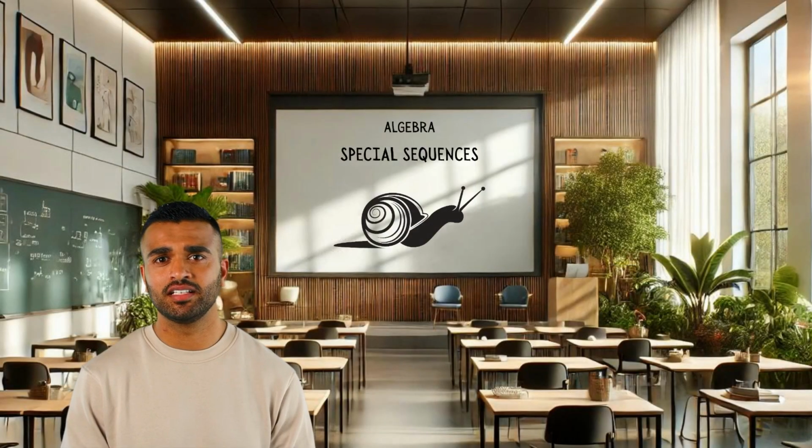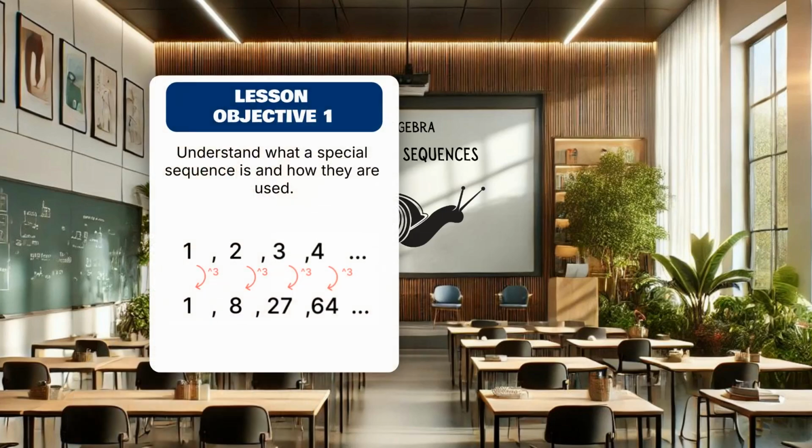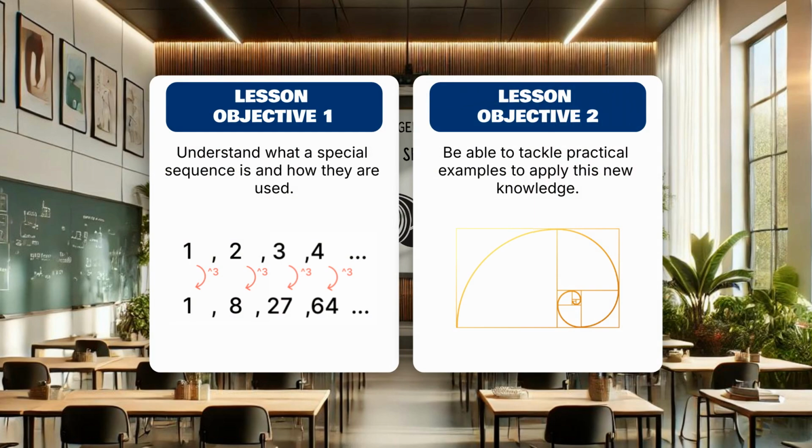In today's lesson, we explored various special sequences. We focused on their unique patterns and real-life applications. We began by discussing cube numbers, where each term is the cube of its position number, such as 1, 8, 27, and 64. Next, we examined triangular numbers, which visually represent dots forming equilateral triangles, with terms like 1, 3, 6, 10, and 15. We then delved into the fascinating Fibonacci sequence, where each term is the sum of the 2 preceding ones, starting with 1, 1, 2, 3, 5, and 8.